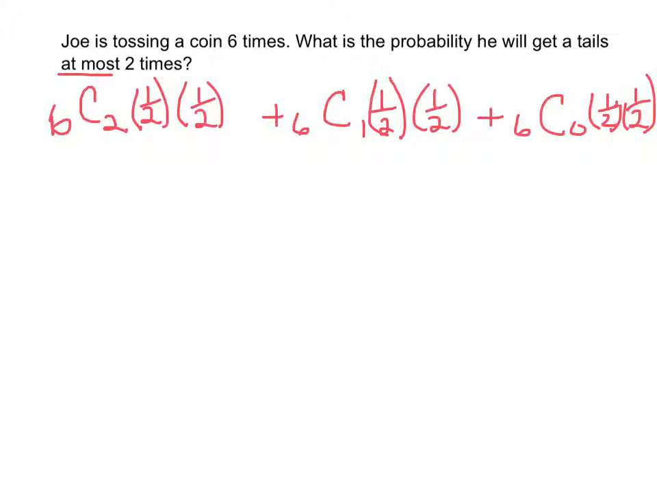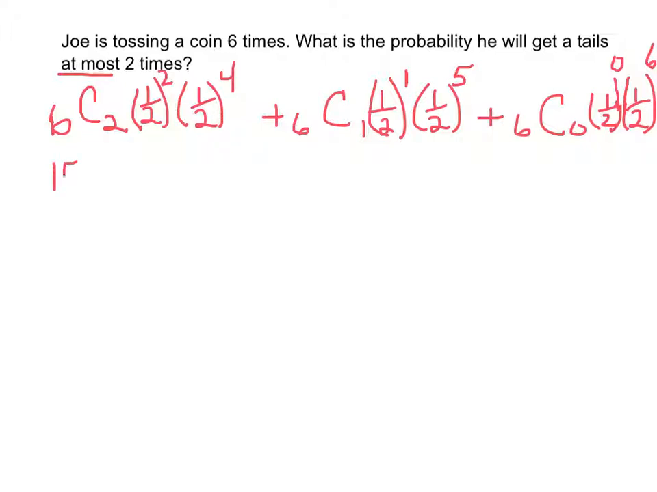So the first exponent will be a 2. The second exponent we subtract. The first exponent here will be a 1. The second exponent we subtract. Over here, this is going to be a little messy, I apologize. The first exponent is going to be a 0. The second exponent we subtract. That's a 6.